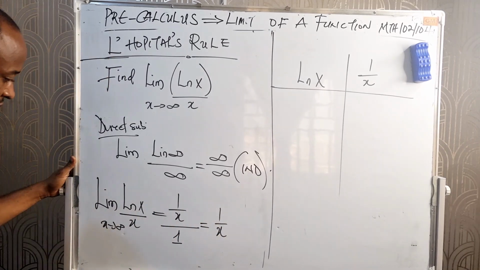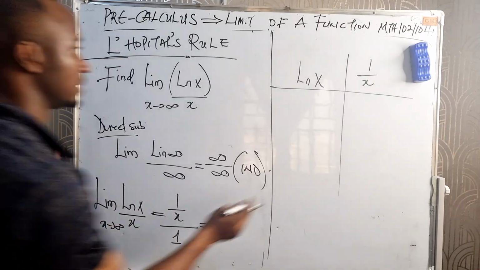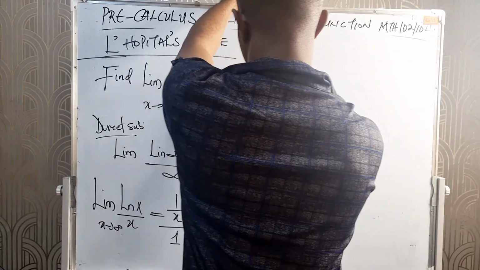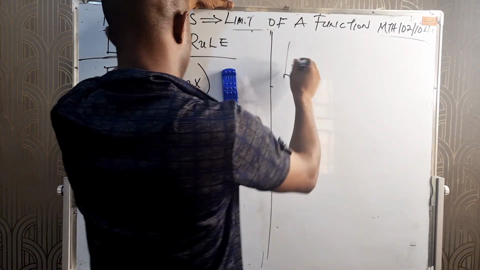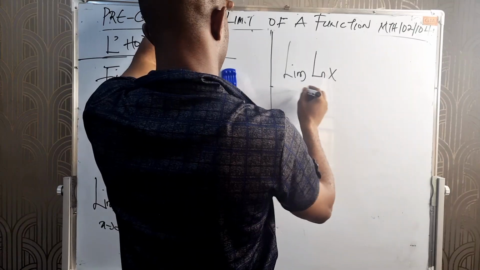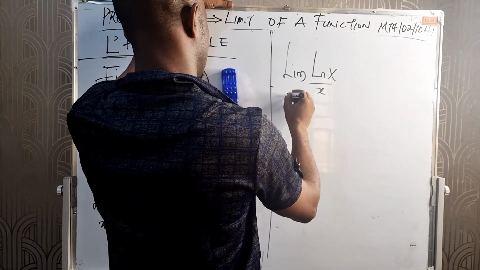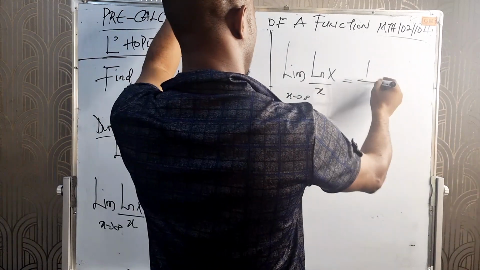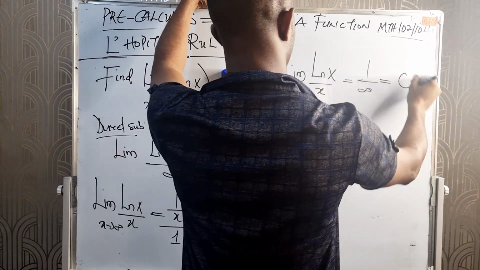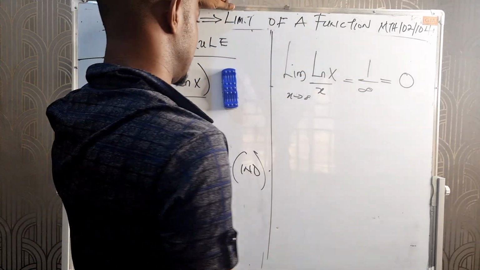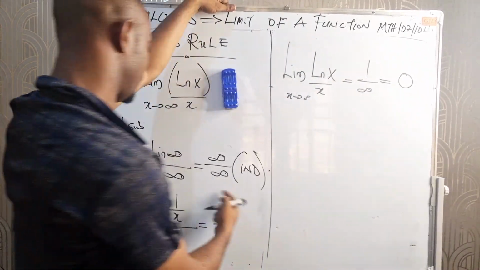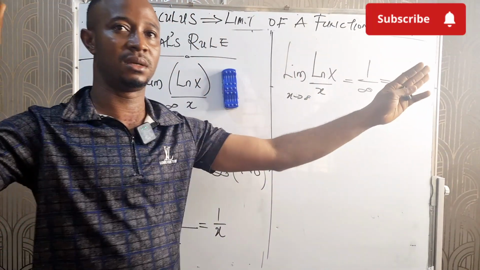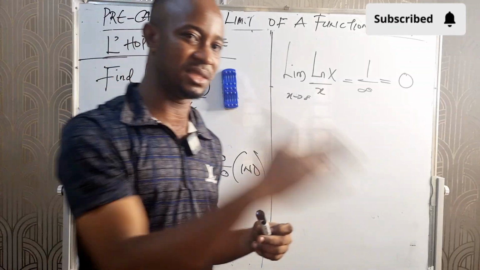So let's go. As x approaches infinity, what would that give us? Therefore, the limit of the natural logarithm of x over x as x approaches infinity will become 1 over infinity, which is equal to 0. This implies that as x is approaching infinity, 1 over x must approach 0. We divide 1 by a larger number.